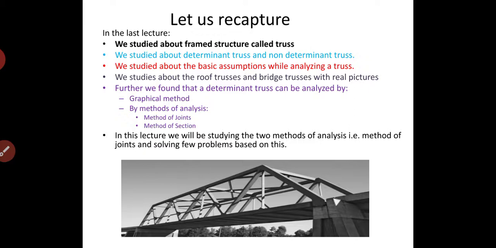Here we studied about the basic assumptions while analyzing the truss. We further studied about the roof truss and bridge trusses with the real pictures. Further, we found that a determinate truss can be analyzed by graphical method and by methods of analysis. There are two methods, that is method of joint and method of section.